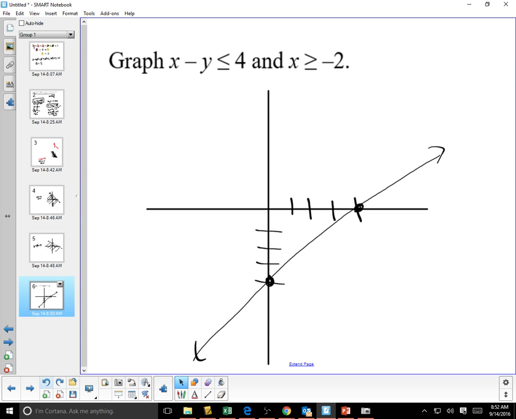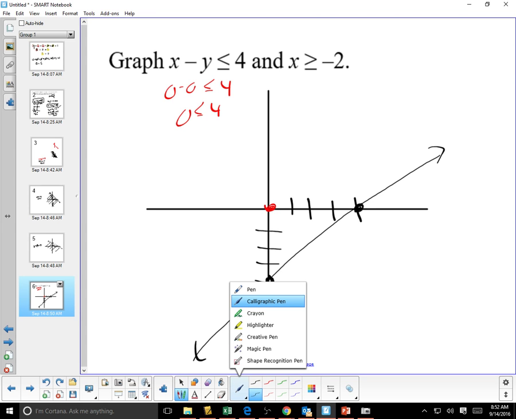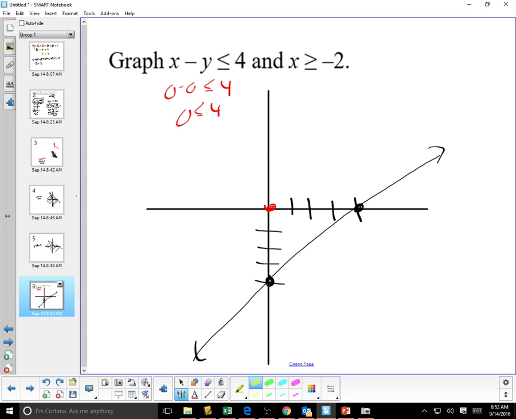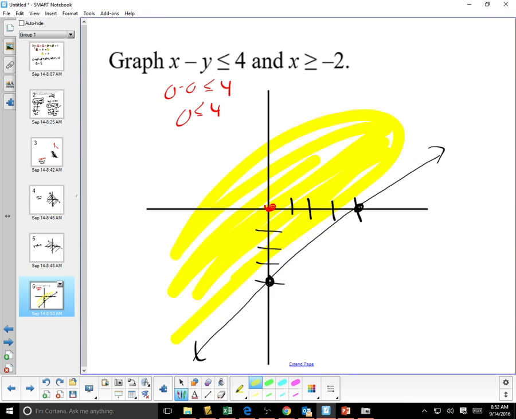We're checking this point. We're checking if this is the solution. So if I plug in 0 minus 0, 0 is less than 4. It's true, making this section of the graph true. You see why I said you've got to really be careful there. So let's go back here, which means I'm shading above that line. I'm shading where the answer is. So all of this is my answer.